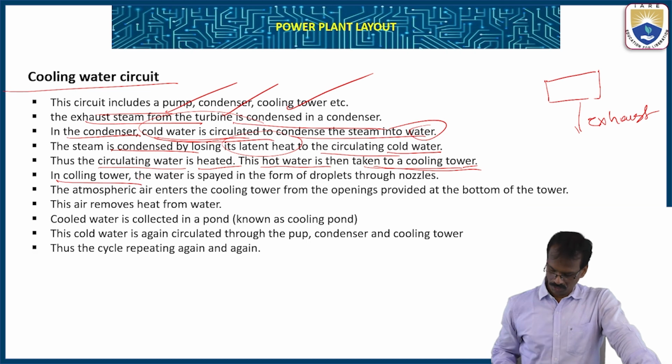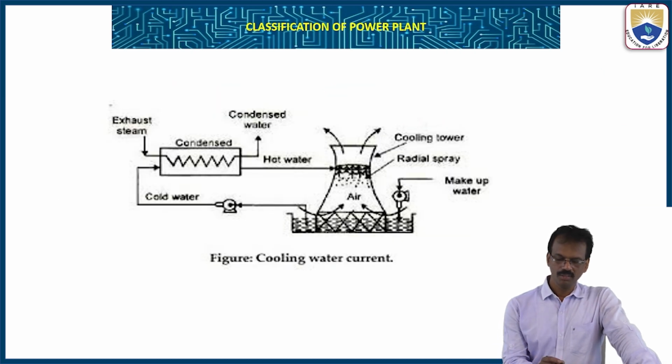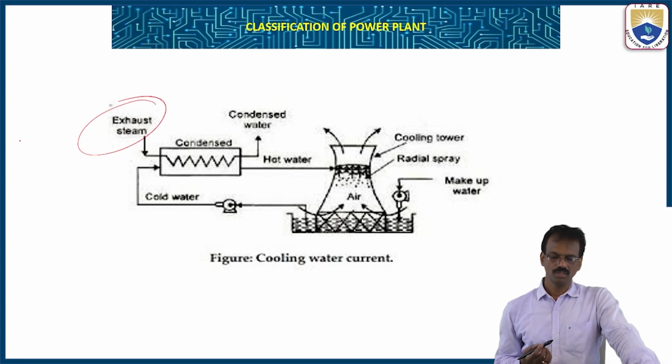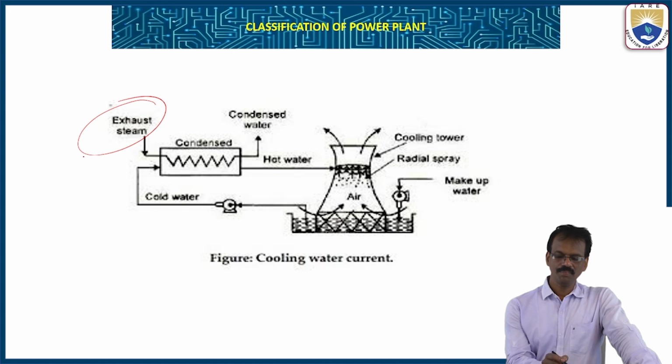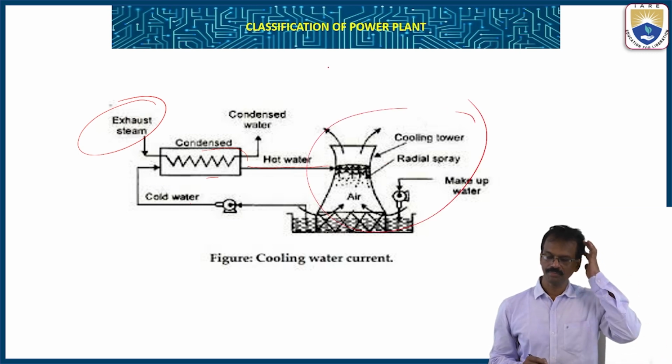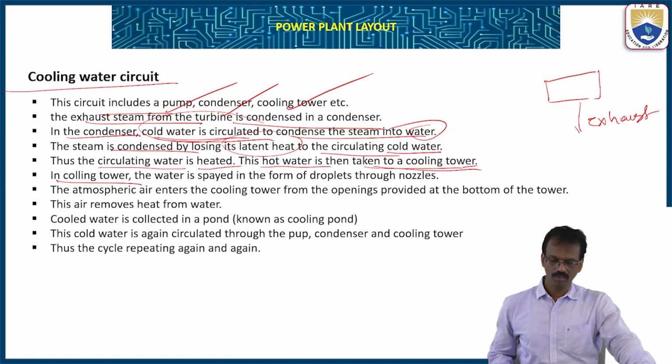Here we can see the exhaust steam which comes from the turbine. This exhaust passes to the condenser. Here, cold water is passing through this condenser, so automatically the steam is converted into water. Because the latent heat of the steam is taken by the cold water, the water also gets heated. The hot water is taken to the cooling tower.